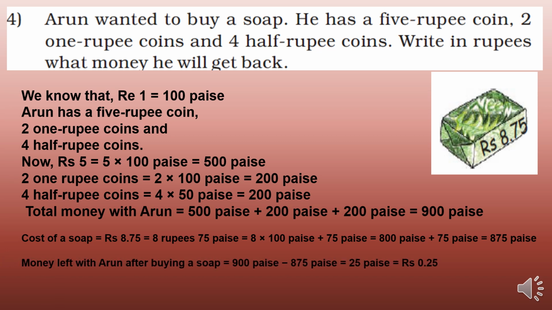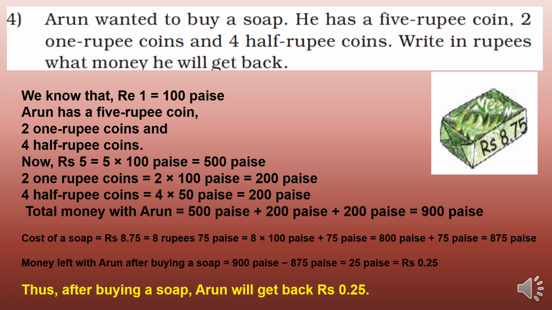So money left with Arun after buying a soap is equal to 900 paise minus 875, that is equal to 25 paise or rupees 0.25.